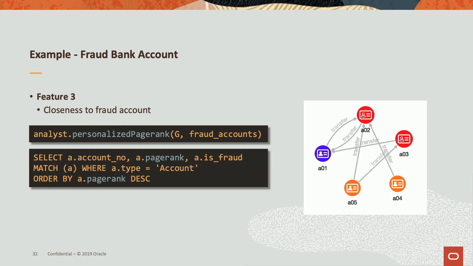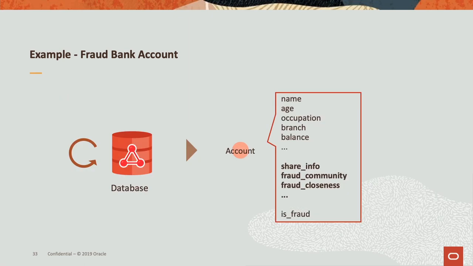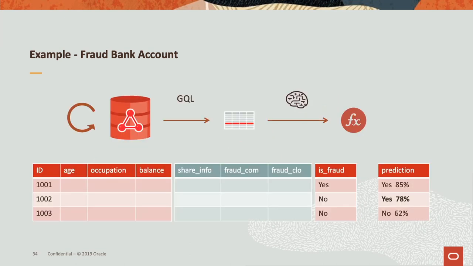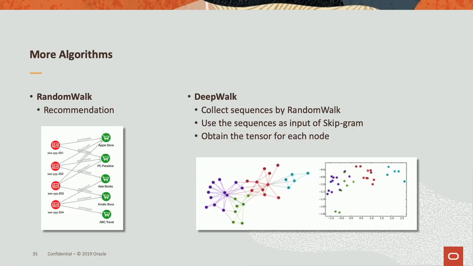Then, according to these graph-based algorithms and queries, we can get more information about this node, like sharing information, fraud community, and fraud closeness. And then we can use this information as an input of machine learning for predicting whether this account is supposed to be bad or not, right? So this is what our customers and partners are using a graph database for in the financial industry.